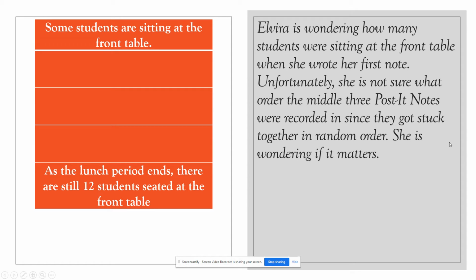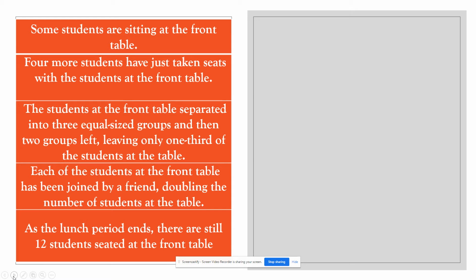So, Elvira's wondering how many students were sitting at the front table when she wrote her notes, but she doesn't remember the order that the sticky notes were in, and she's trying to figure out if it matters. So, I have picked a random order for the sticky notes to have gone in, and we're going to see what happens here. So we start with saying some students were sitting at the front table.